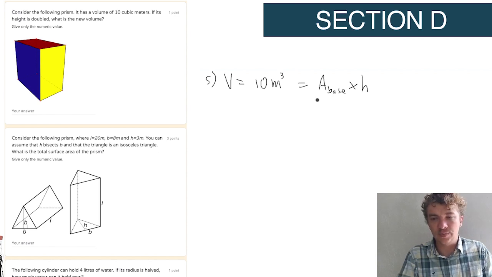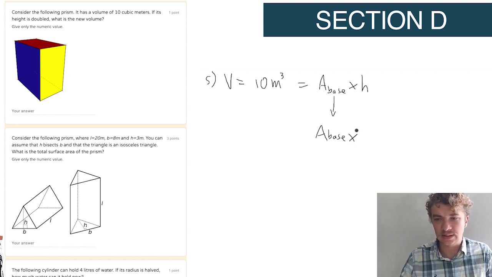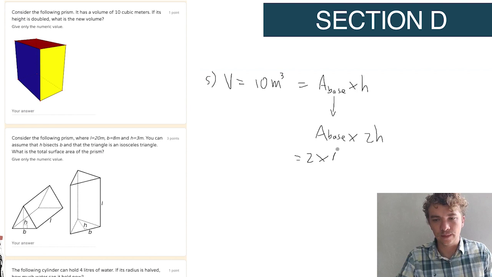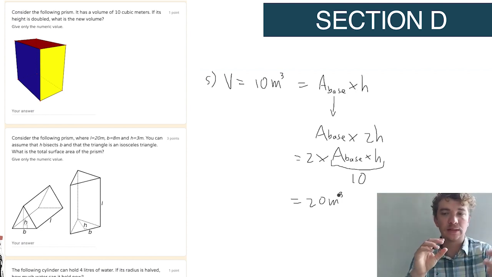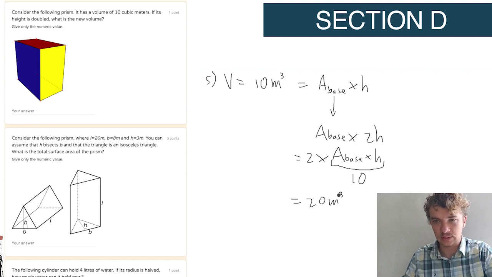Okay, therefore, if this is changed to the area of the base times, and they say that the height is doubled, so it changes to the area of the base times 2h, but that's just equal to 2 times the area of the base times h, but we know that the area of the base times h is just equal to 10. Therefore, the new volume is 20 cubic meters, or in other words, if the base stays the same and the height is doubled, the volume is also doubled. So they ask for only the numeric value, so we know the answer is 20.